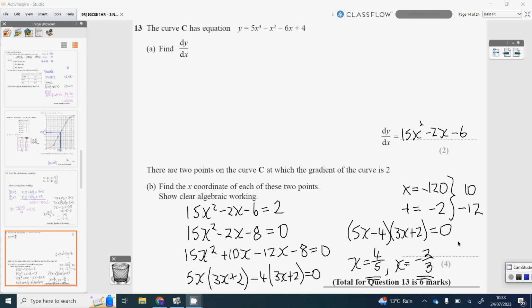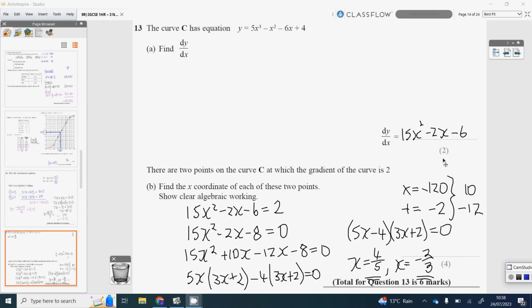Question 13, part A. So to differentiate, to find dy/dx for each term, step 1 you multiply by the current power, and step 2 you reduce the power by 1. So 5x cubed becomes 15x squared, minus x squared becomes minus 2x, minus 6x becomes minus 6, and the plus 4 disappears. Now, the differential allows you to work out the gradient for any value of x.